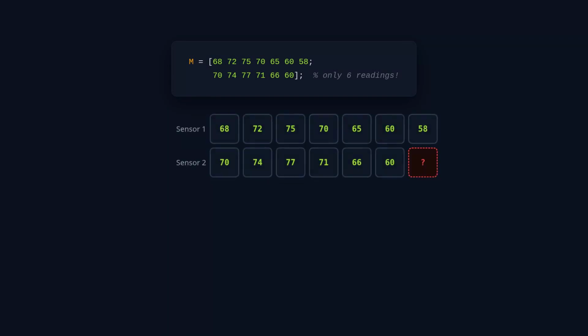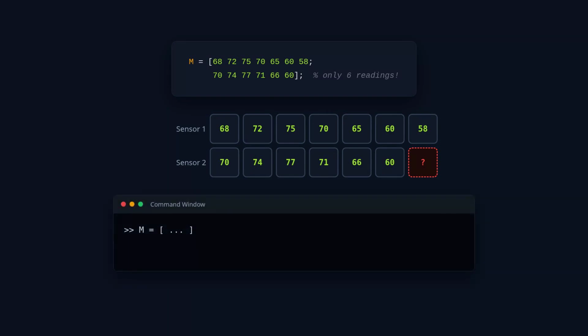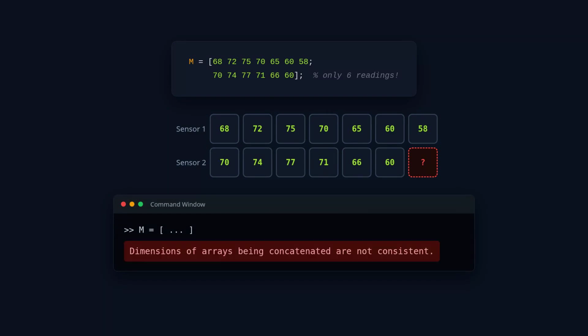Rows are not allowed to be different lengths. Leave one reading out of row 2 and MATLAB refuses. Dimensions of arrays being concatenated are not consistent. A matrix is a rectangle, so every row has to be exactly the same width. If a sensor missed a day, you still fill that slot in, usually with the special value NaN, which is short for not a number. What you can't do is just leave a hole.